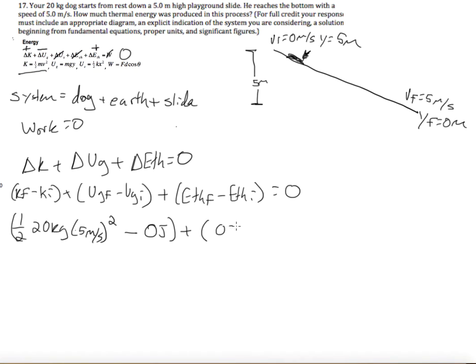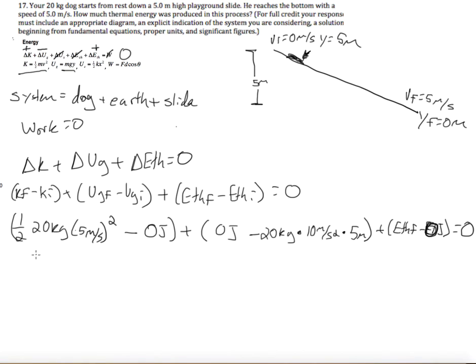UG final is going to be 0, so we're going to wind up with a Y of 0. We're going to check this out, MGY. So UG initial is going to be 20 kilograms times 10 meters per second squared times 5 meters, plus ETH final minus ETH initial is going to be 0 because we want to know how much we generate in this process, and that's all going to equal 0.